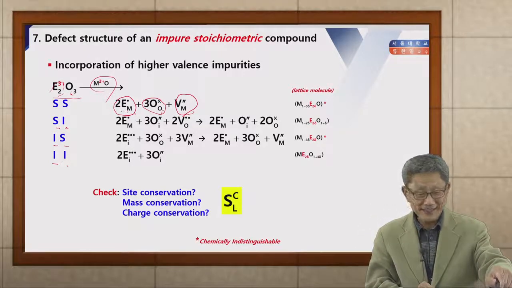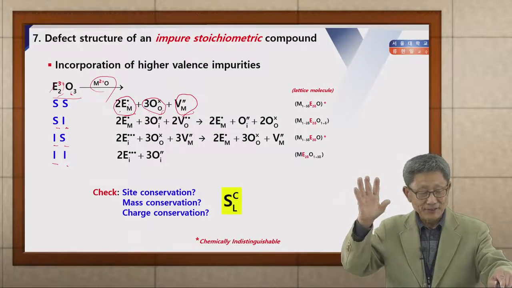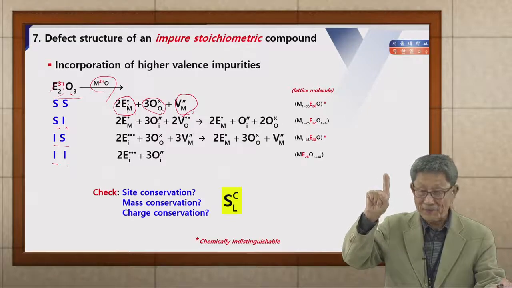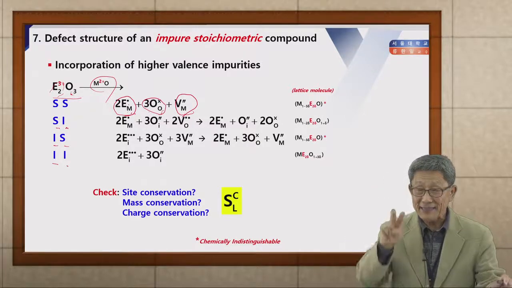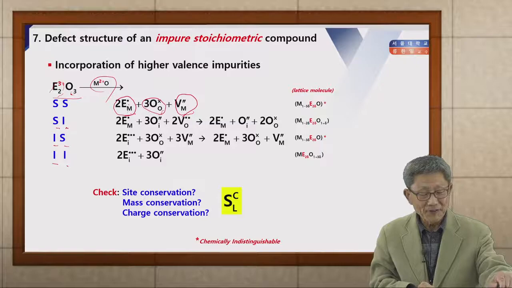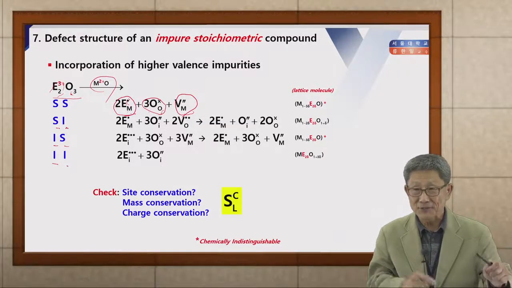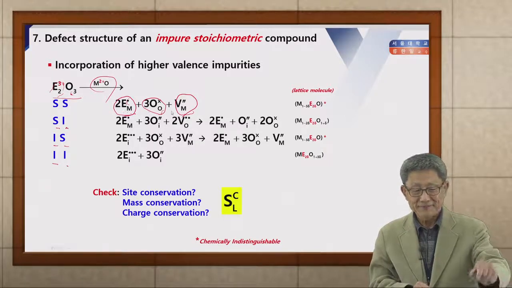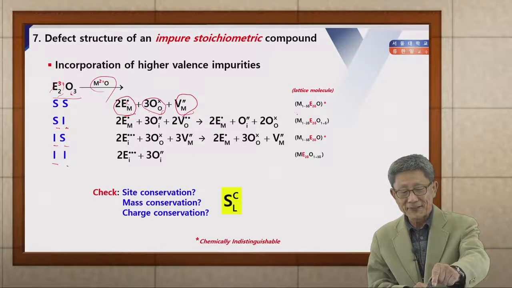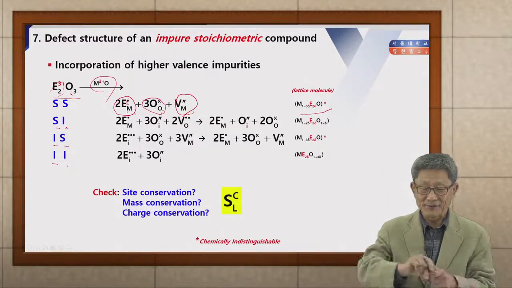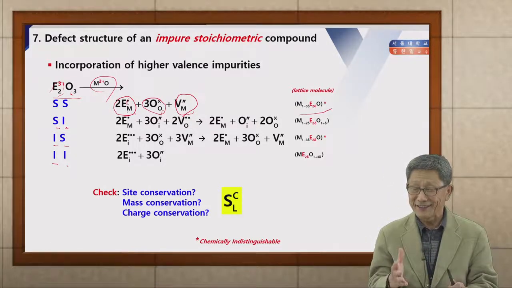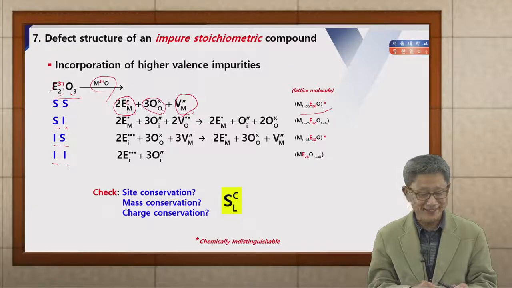What about the charge neutrality? Now you can easily check the charge neutrality. Now E has the charge state of +3, and M has the +2. Therefore, this impurity should have the effective positive charge of unit 1. Okay? And then you can easily write down the lattice molecular formula, as written here. Let me leave it for your pleasure as an exercise.